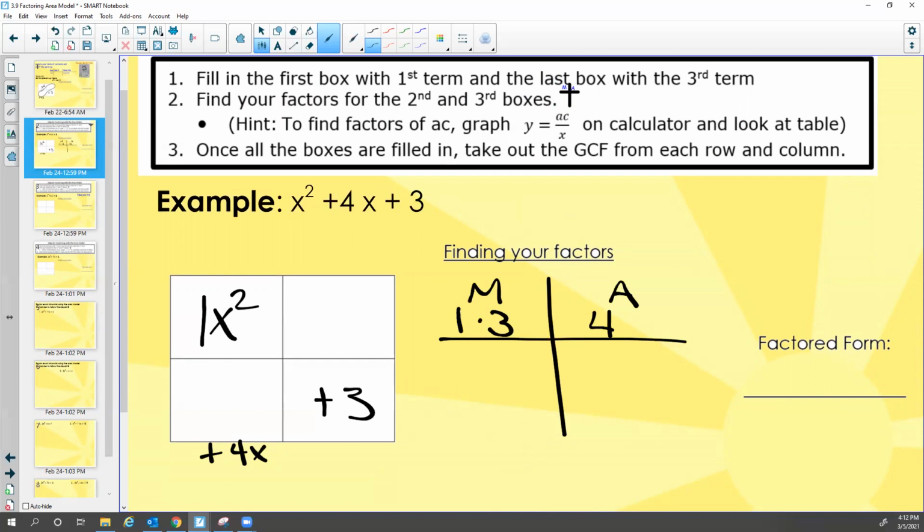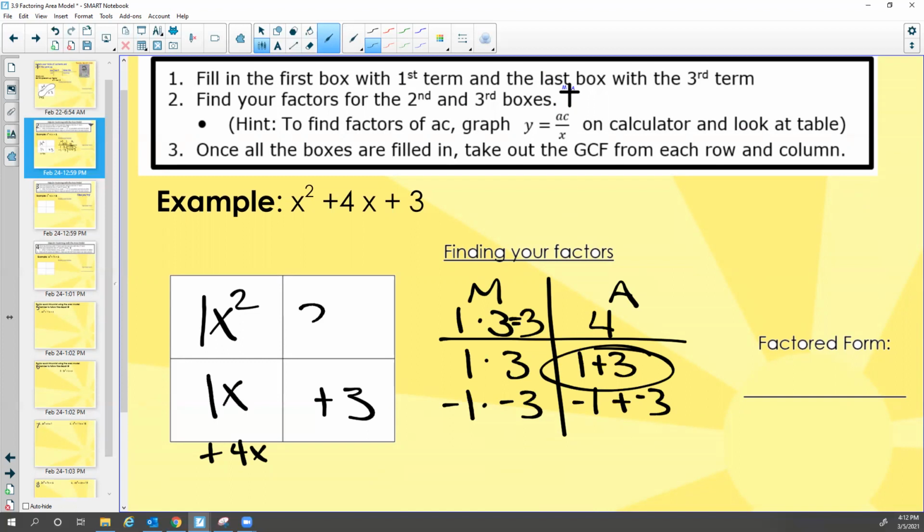So in the end, we're going to be looking for factors that multiply to give us 3, but add up to give us 4. So the only factors of 3 are 1 times 3 and -1 times -3. Well, which ones add up to give us 4? 1 plus 3 or -1 plus -3? Well, that would be 1 plus 3. What that means is 1x and 3x are what goes into your diagonal. Now, you can place them in either spot. It does not matter where you place the 3x or the 1x. As long as one goes in one box, the other goes in the other.